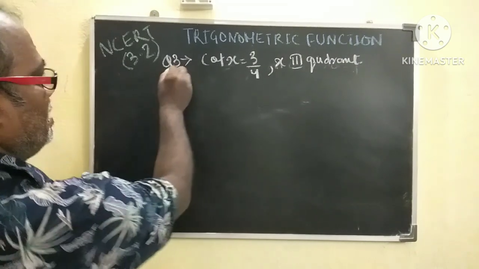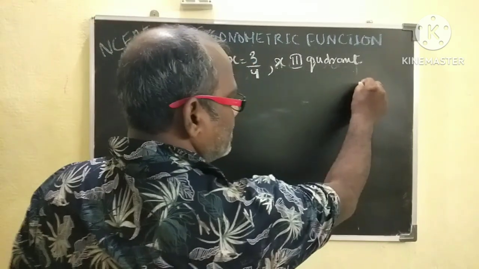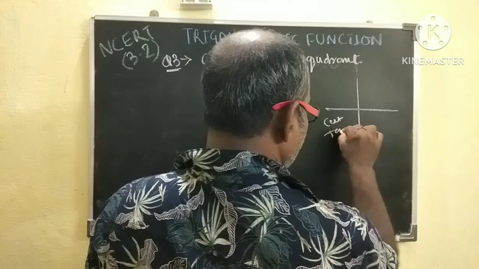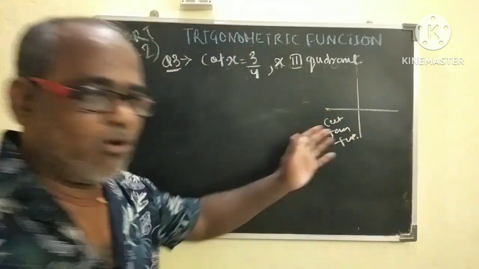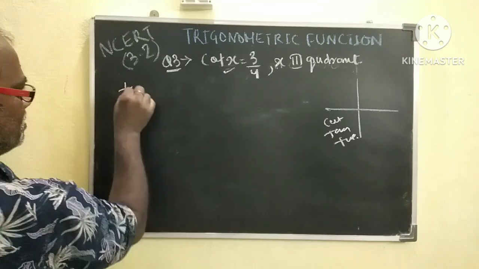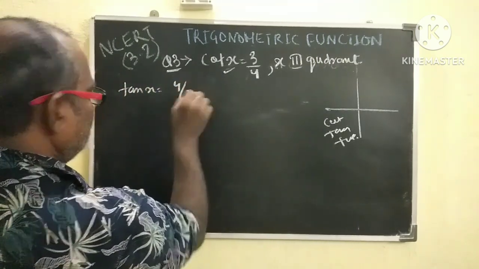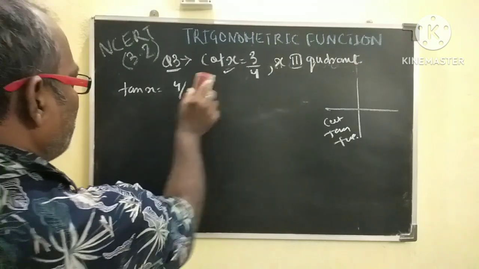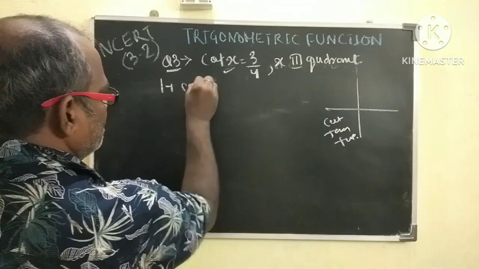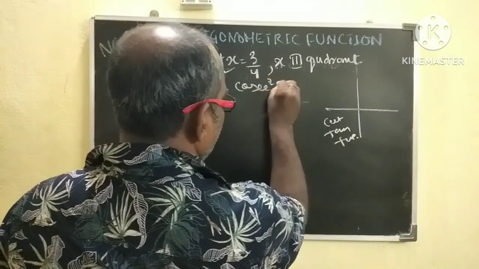Here then question number 3 is cot x equals 3 by 4, that is x belongs to the third quadrant. So let us note this is the third quadrant. Here cot and tan are positive, rest all are negative. So we can write tan x equals 4 by 3, or else we know one more formula, that is 1 plus cot square x equals cosecant square x.